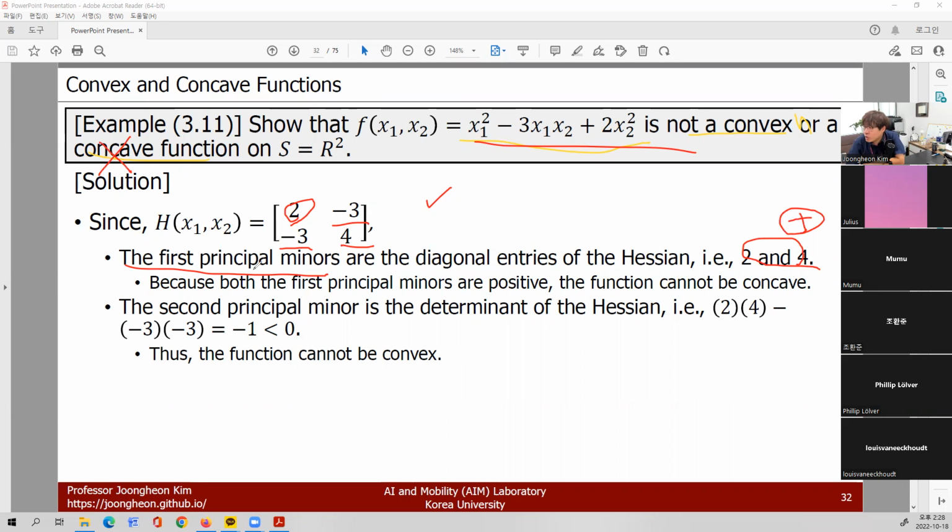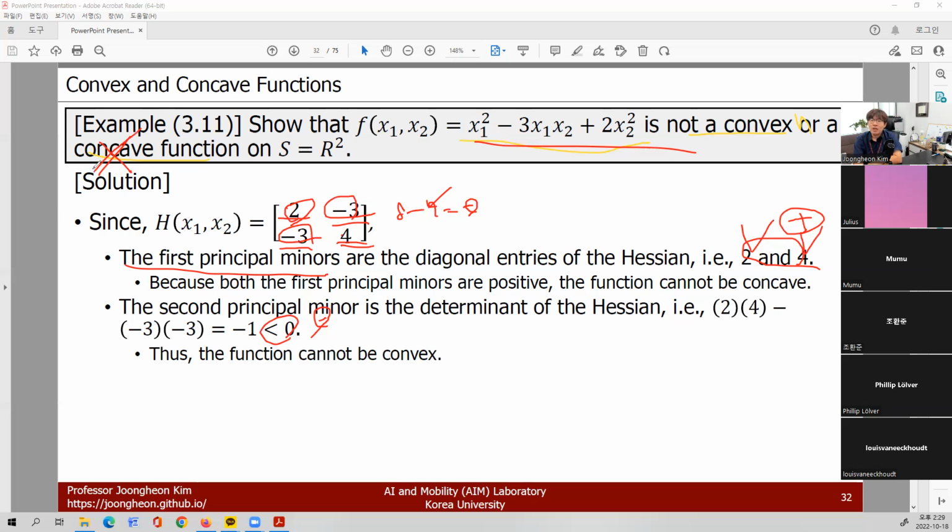And now it's time to calculate the second principal minor, right? For the calculation of the second principal minor, you have to compute 2 multiplied by 4, and -3 multiplied by -3. 2 multiplied by 4 is 8, and -3 multiplied by -3 is 9, so the determinant is 8 minus 9, which is negative. As I told you before, if this function is concave, all the principal minors should be non-negative. This is non-negative, this is non-negative, but however, this is negative. That's why this is not concave.